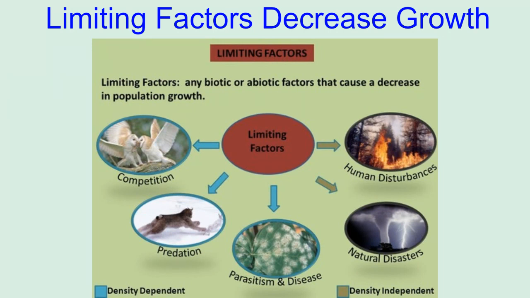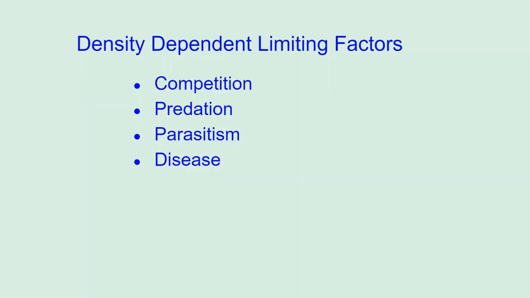They can either be density dependent, meaning that it matters how many organisms live in a certain area, or they can be density independent, which means that it does not matter how many organisms live in a certain area. Density dependent limiting factors are ones that it matters how many organisms live in a given area, and those things include competition, predation, parasitism, and disease.